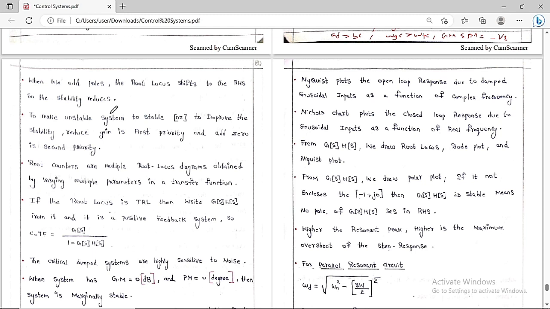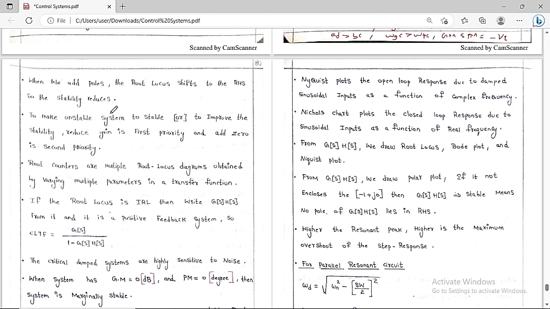The next point is root contours. Root contours are the multiple root locus diagrams which are obtained by varying multiple parameters in a transfer function. This is already told you a number of times. Suppose in an open loop transfer function you have more than one variable. By varying each and every variable, we get a corresponding root locus. If you combine all these, this is called the root contours.